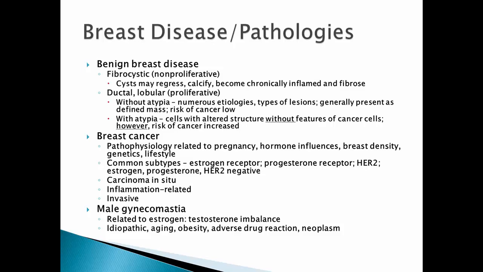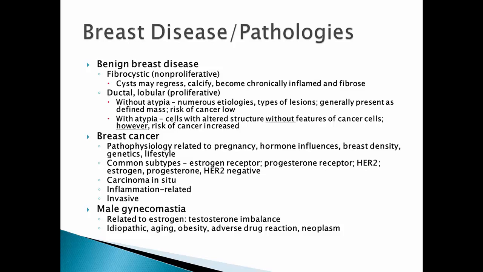So let's look at ductal and lobular proliferative breast disease. Again, we're still looking at this point at benign breast disease. Now, the proliferative benign breast disease, the ductal lobular benign breast disease, may be present without atypia or with atypia. Without atypia means that there are not large numbers of atypical cells, lots of etiologies and types of reasons, and they generally present as a defined mass. However, the risk of cancer is very low because there are no atypical cells there. With atypia, however, cells with altered structures are present, but these altered cells don't have the features of cancer cells.